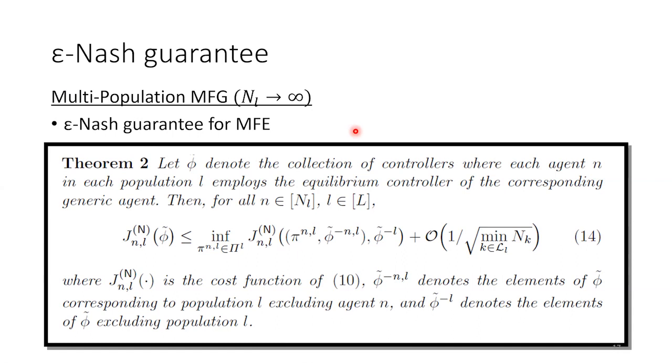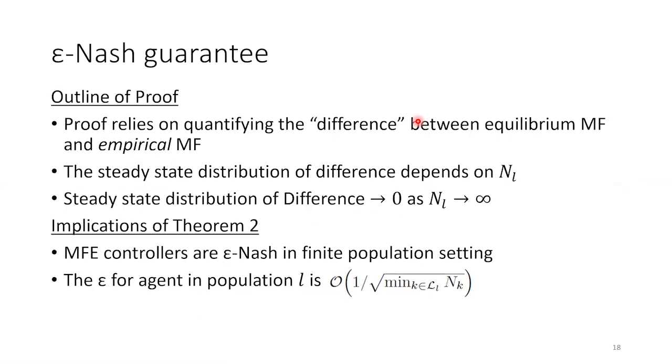Now we go to the epsilon Nash guarantee, which is another one of the major contributions of this work. This mean field equilibrium will also be epsilon Nash, and by epsilon Nash, I mean approximately Nash. This approximation will get better and better as the number of agents N goes to infinity. So basically, it says that the mean field equilibrium is useful and approximately optimal in a sense. I'll forego the outline of proof for now. The implication of the theorem is that the mean field controllers are epsilon Nash for a finite population game, and epsilon is of order 1 over square root of N. So as N goes to infinity, epsilon gets smaller and smaller, and we get closer and closer to the Nash equilibrium.